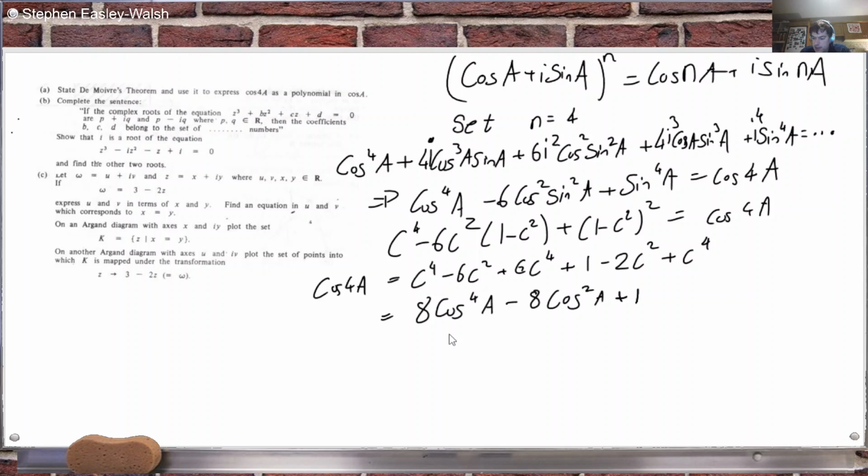So 8 cos 10 to the power 4 minus 8 cos 10 squared plus 1. Okay, that's 0.766. Cos 40 is 0.766. Yep, so that checks out. So that's part A done.